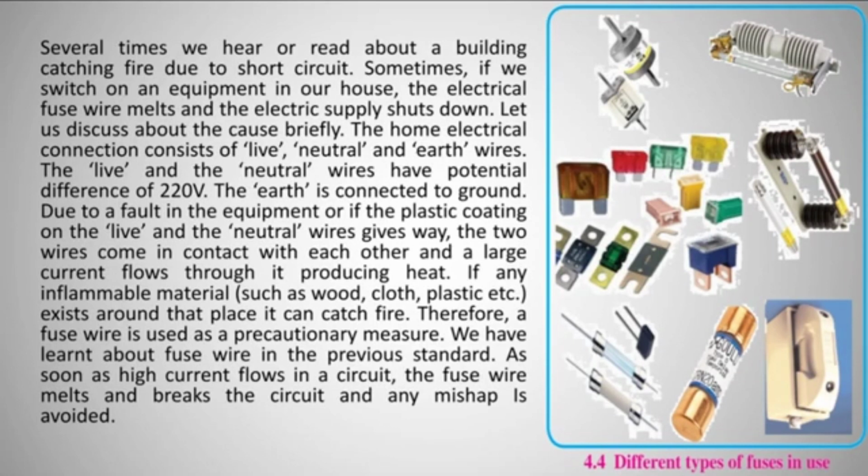So when the potential difference exceeds the normal potential, heat is produced which causes the melting of the wire and the circuit breaks, thus protecting the electrical appliance from high current. Figure 4.4 shows different types of fuses that are used in our daily life.